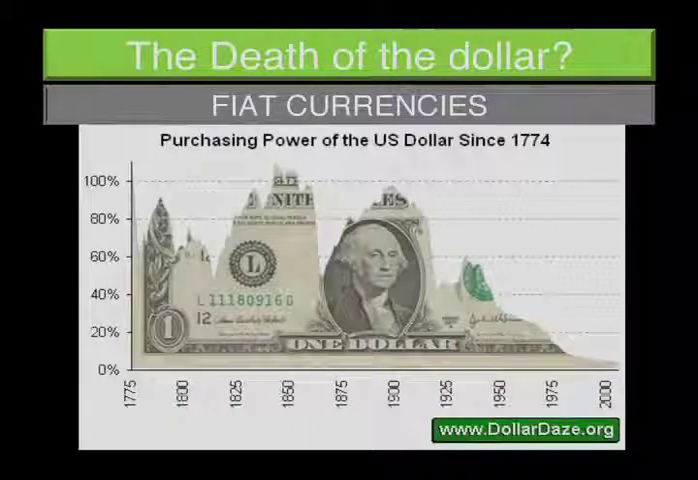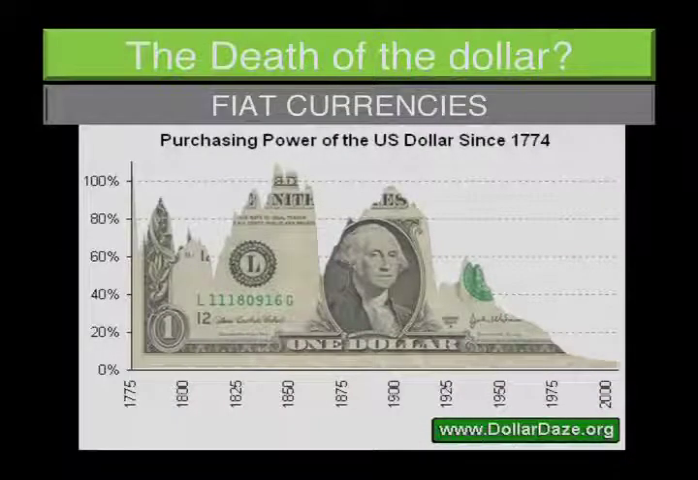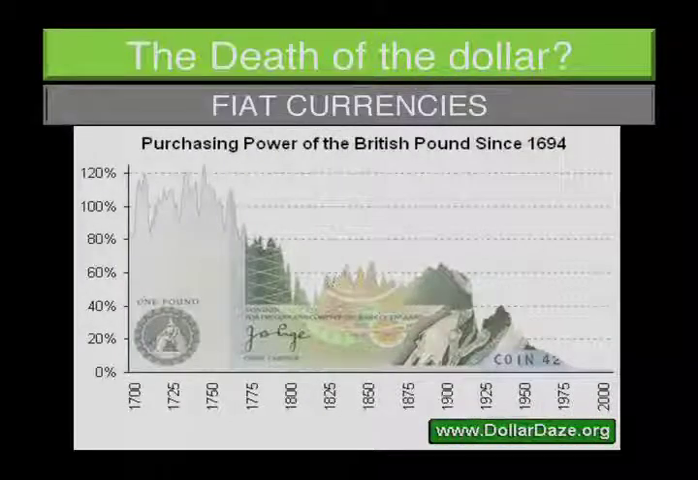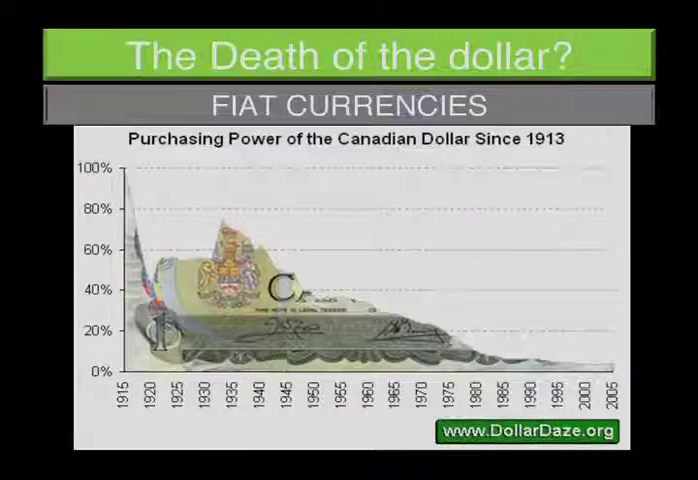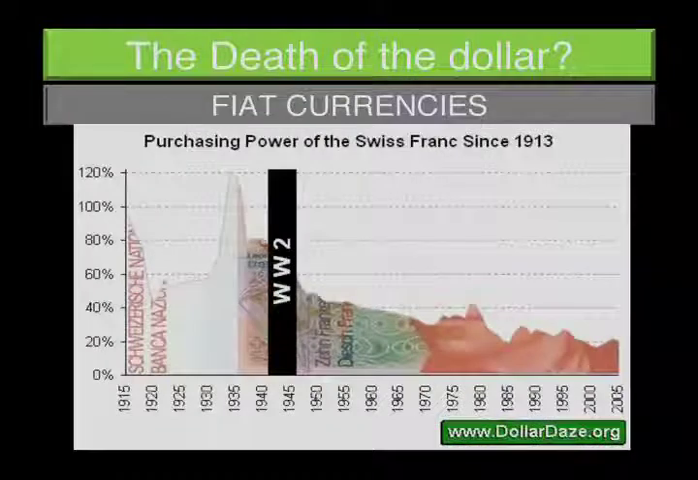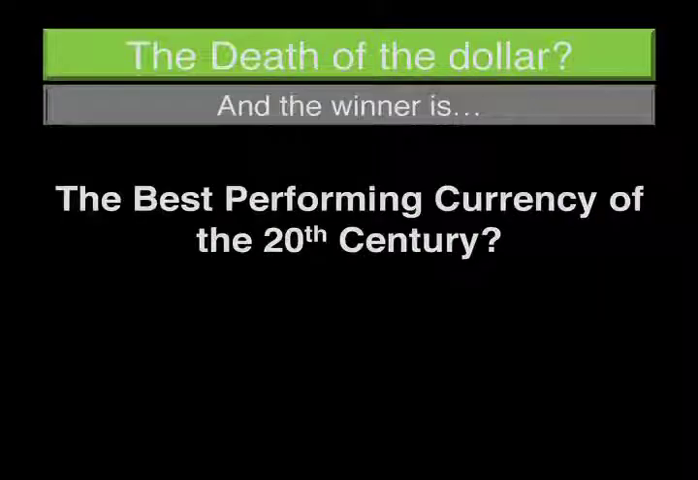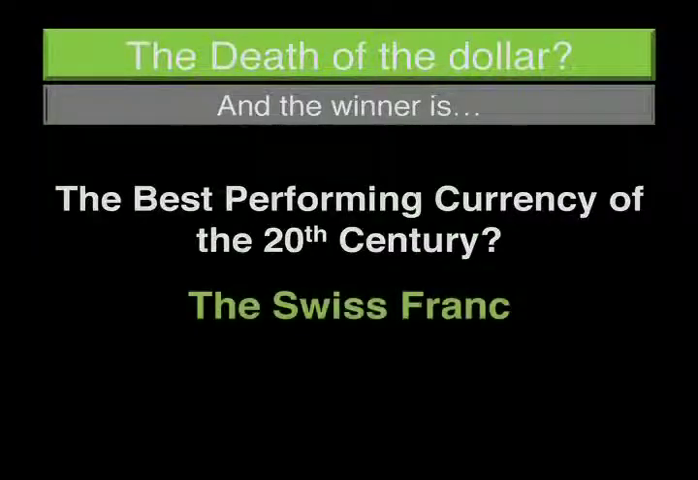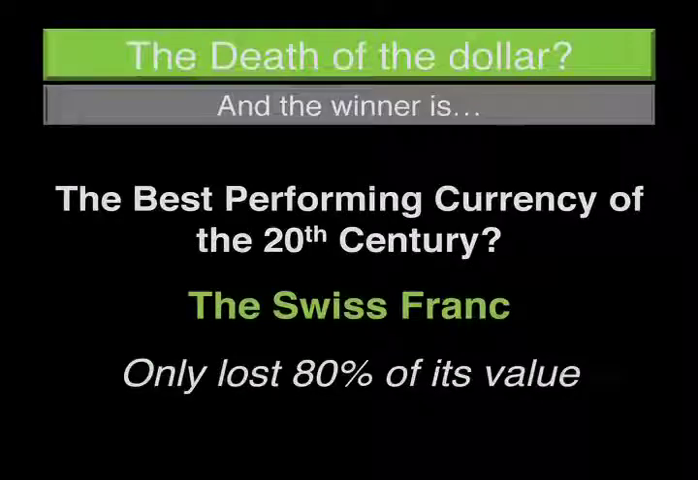Over time, the purchasing power of the US dollar has lost value. You can see just from this cute chart here from dollar days that the currency has lost 94% of its value since 1933, and even more since it first came out. You see here the British pound. You can see this fiat currency has lost value over time. Purchasing power of the Canadian dollar since 1913, tremendously lost value. Purchasing power of the Swiss franc since 1913. And the winner is, the best performing currency of the 20th century was the Swiss franc. It only lost 80% of its value.